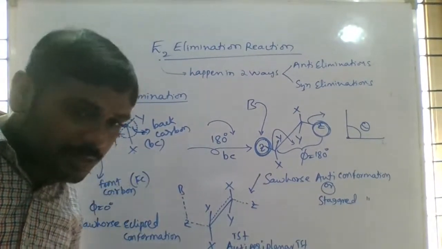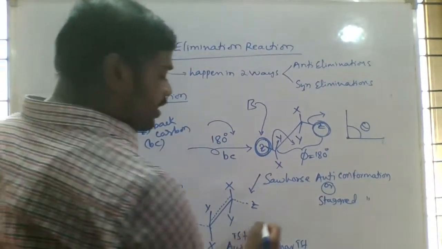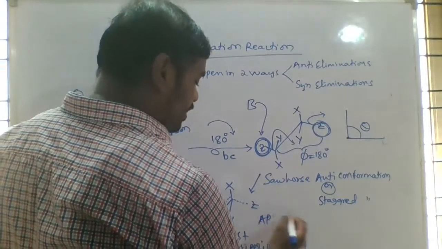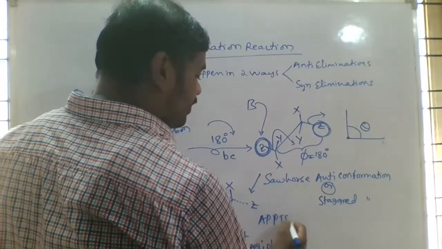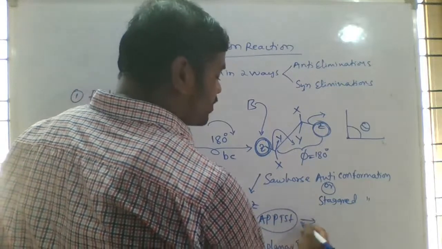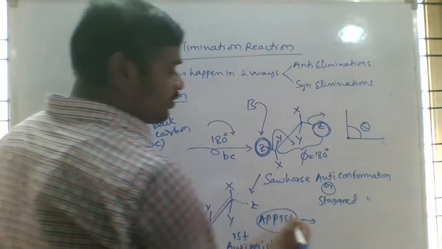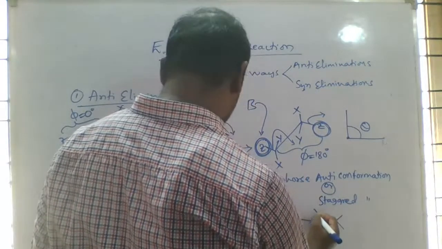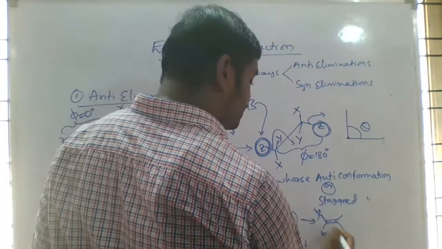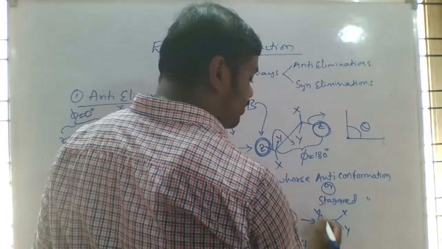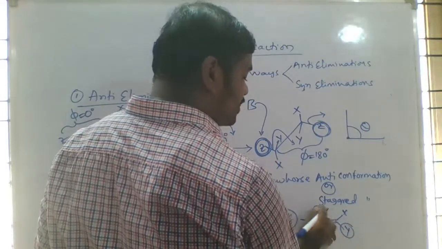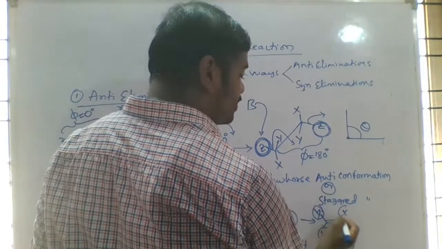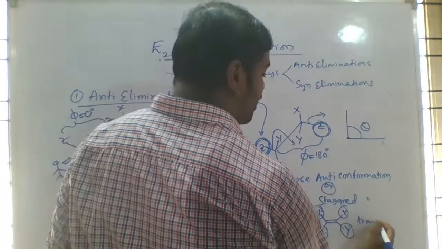So this anti-periplanar transition state can be denoted by APPEST, anti-periplanar transition state, and it leads to the elimination of the two Z groups and the formation of which compound? The trans compound is formed. So here Y, X, here X, Y. The same kind of groups at the double bond are on opposite sides. Therefore, which is formed? Trans formation.